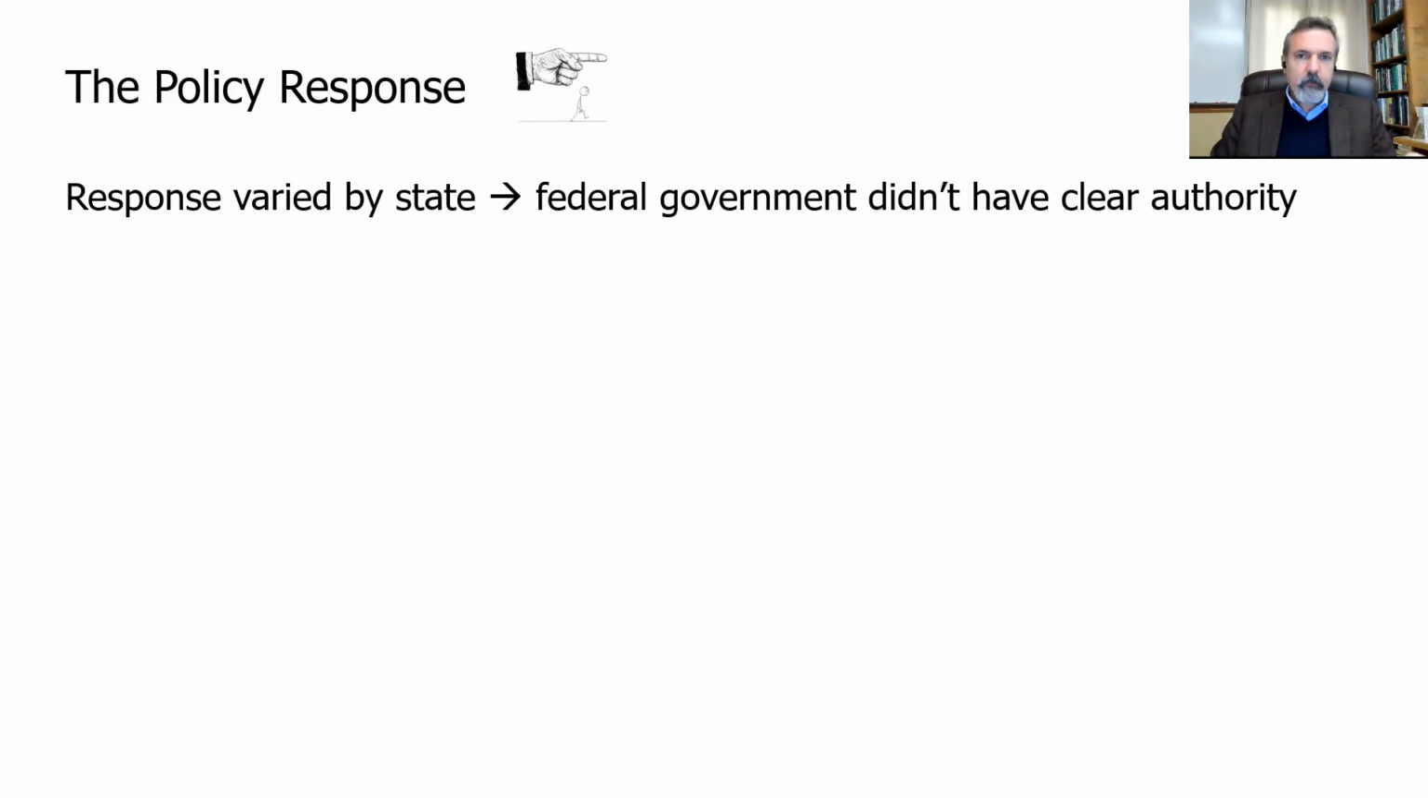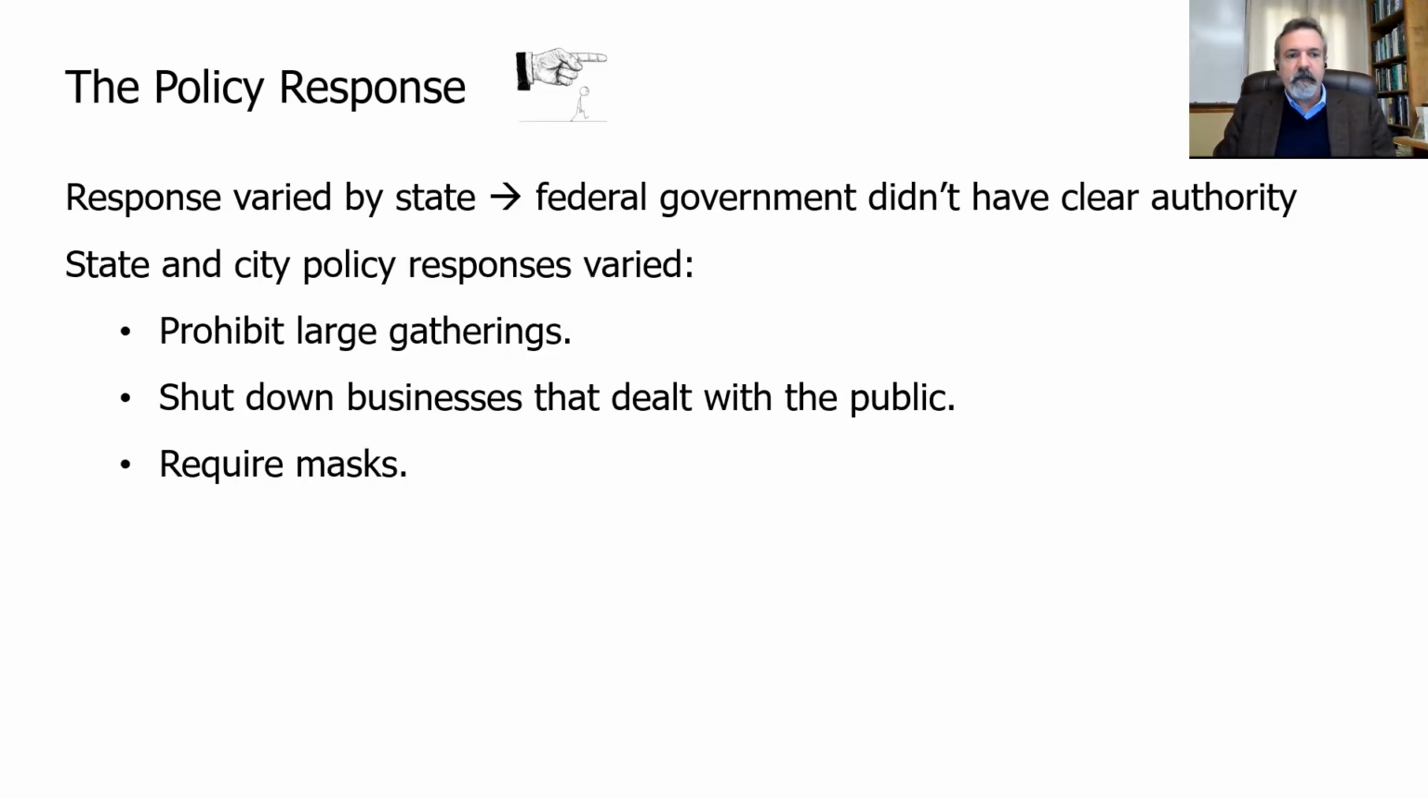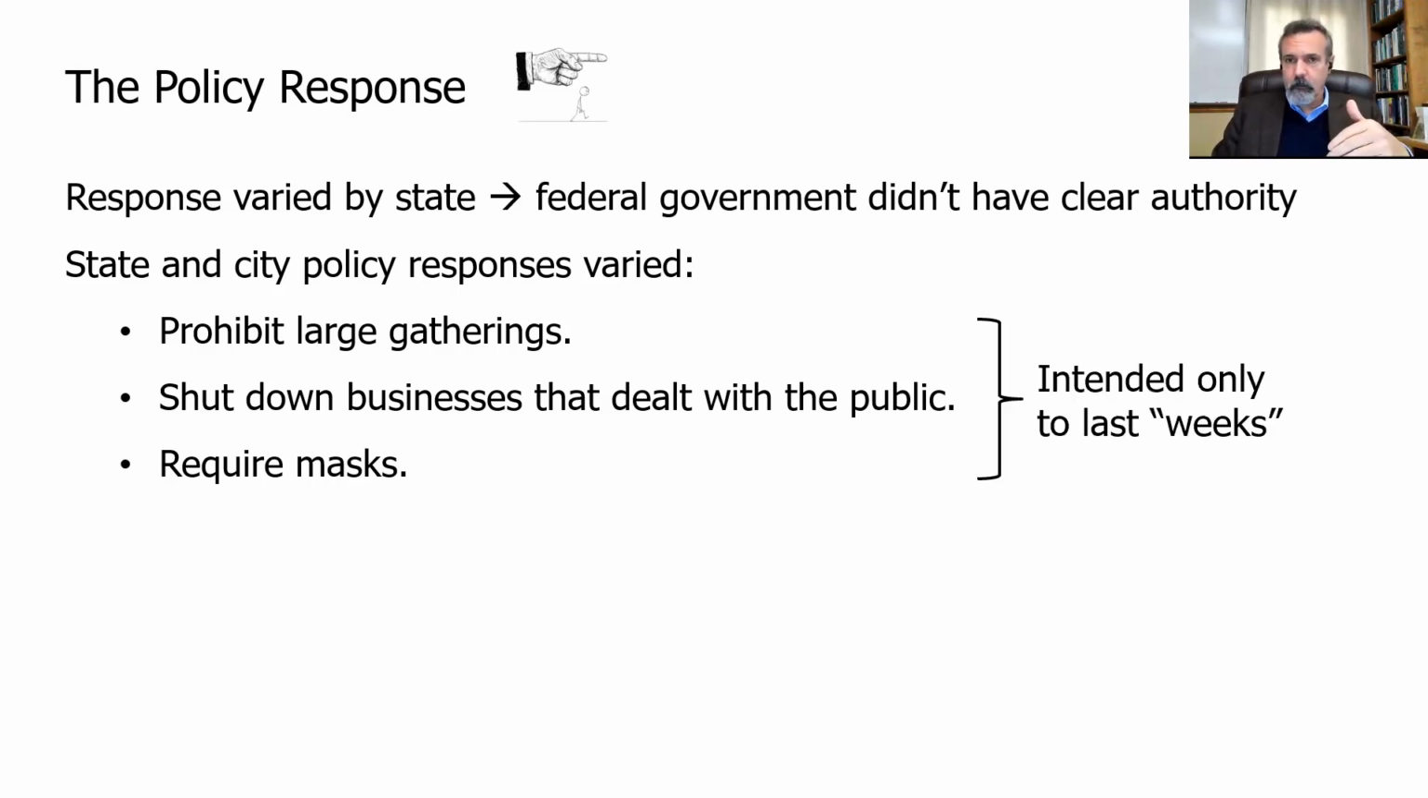And so a better thing to do here is to respond at the state or even the local level rather than at the federal level, where you tend to impose one solution that may fit some people but doesn't fit others. And so we had our responses that varied by state. Depending on the state, depending on the city, they would prohibit large gatherings or shut down businesses that dealt with the public, or they require masks. Some places still do, some don't. And all of that was intended to last for just a few weeks.